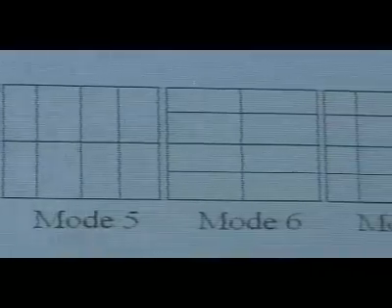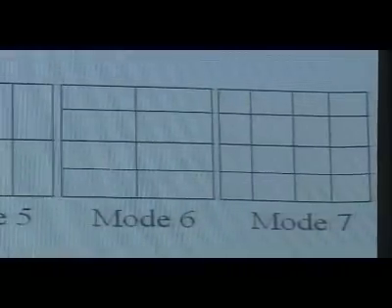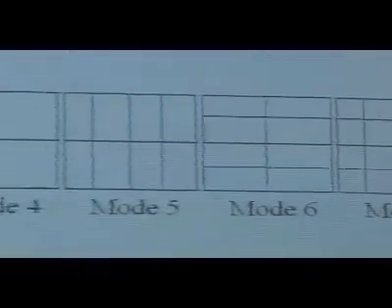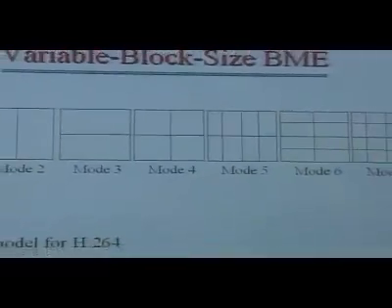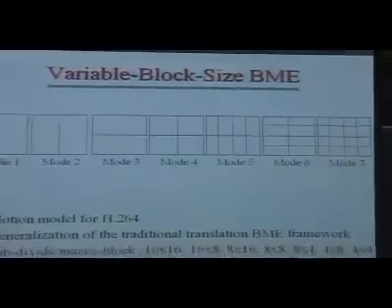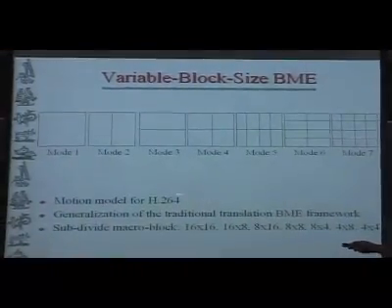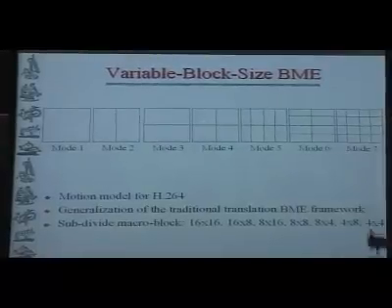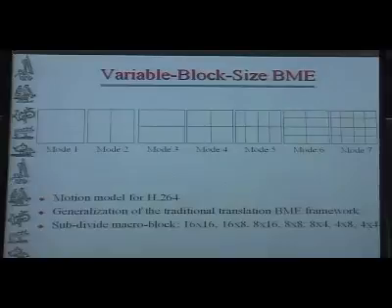Okay, and that's why sometimes you can improve by choosing this mode, searching this part independently of that part, or searching 4 parts independently, or searching 16 parts independently. So these are the modes. This is also the motion model for H.264. How do you find out what mode is the best?